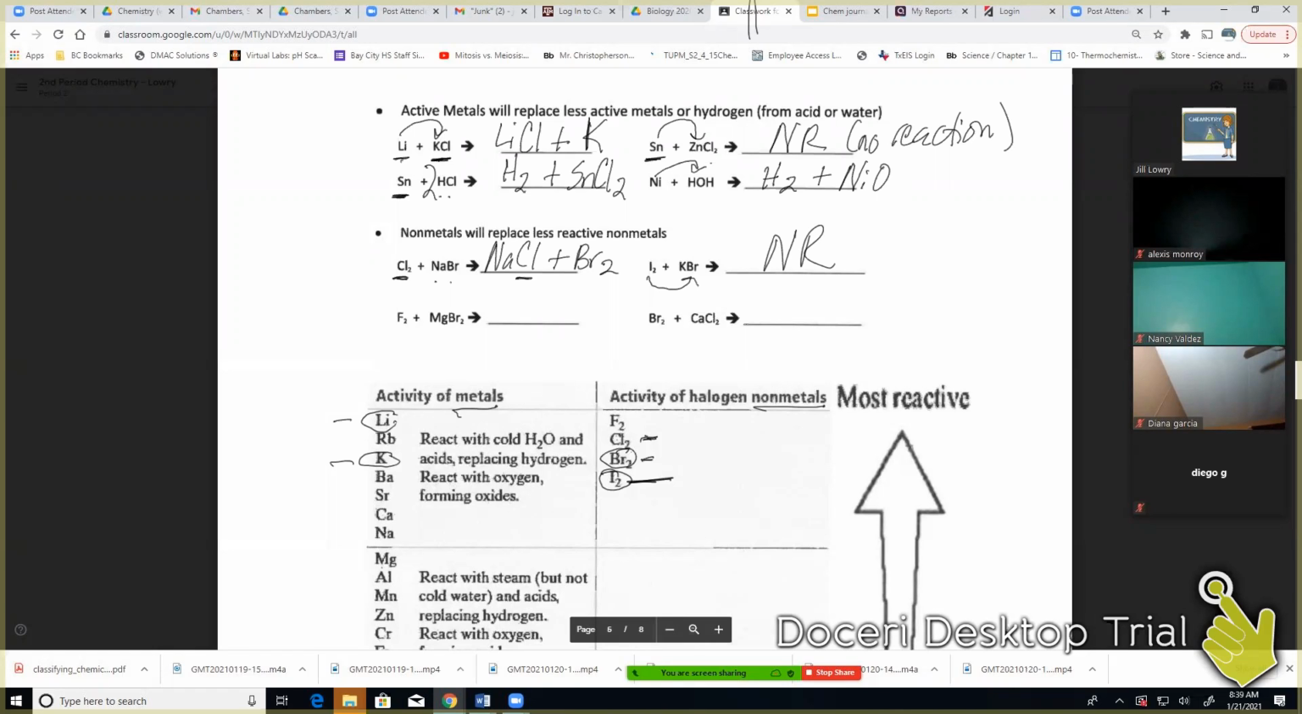It would be nice if they were all like that. We wouldn't have to write any equations or balance any equations. So be sure that you always check this before you start doing all your work, because if it's an NR, you don't have to write or balance anything.